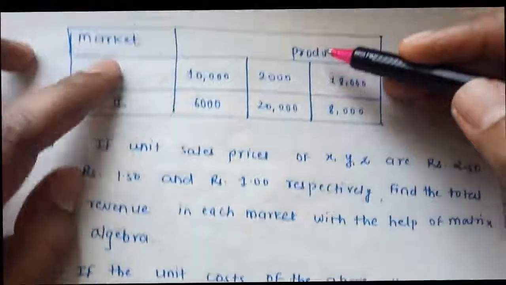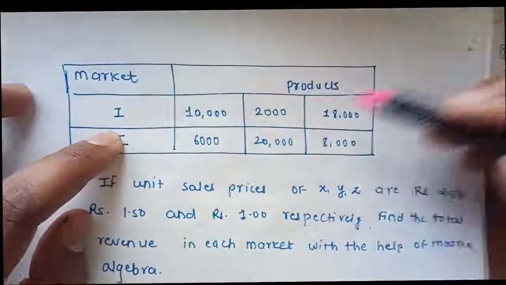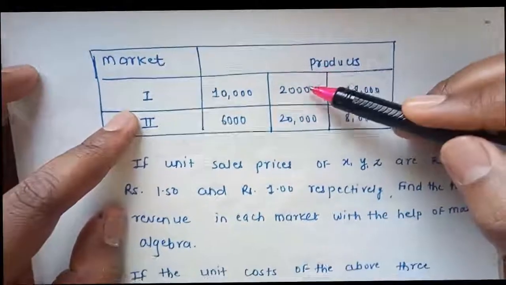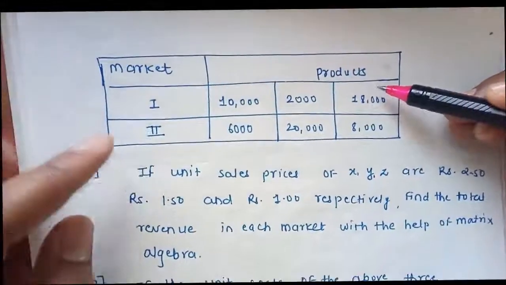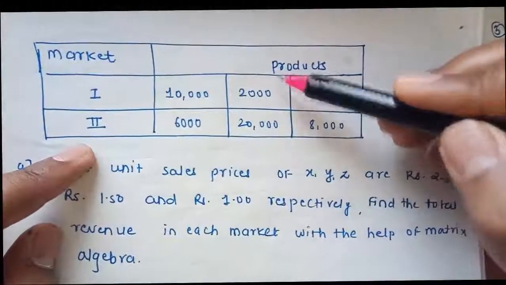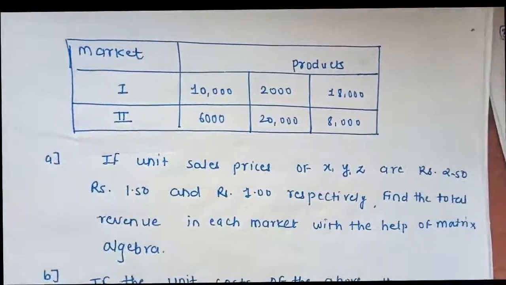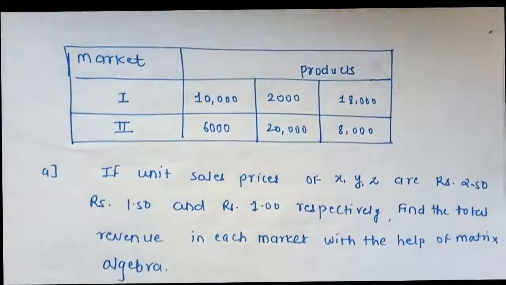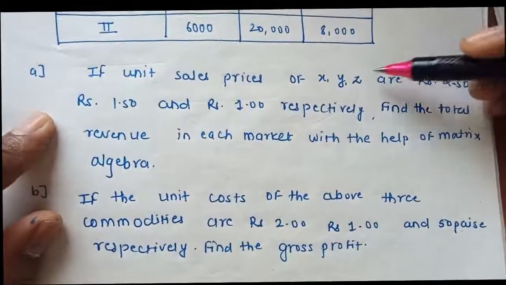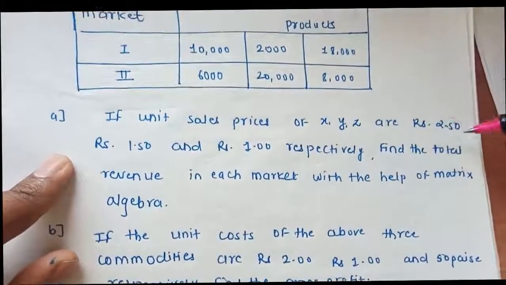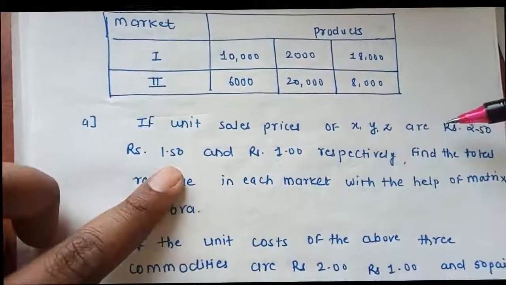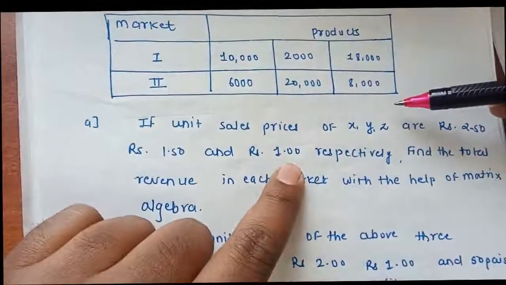They have given the markets, 1 and 2, and the products X, Y and Z. In the first market, it is 10,000 sales for X, 2,000 for Y and 18,000 for Z. In the second market, 6,000 for X, 20,000 for Y and 8,000 for Z. So these are the number of sales with respect to years. The first sub question they ask: if the unit sale prices of X, Y and Z products are 2.50, that means 2 rupees 50 paise for X, 1.50 for Y and 1 for Z.